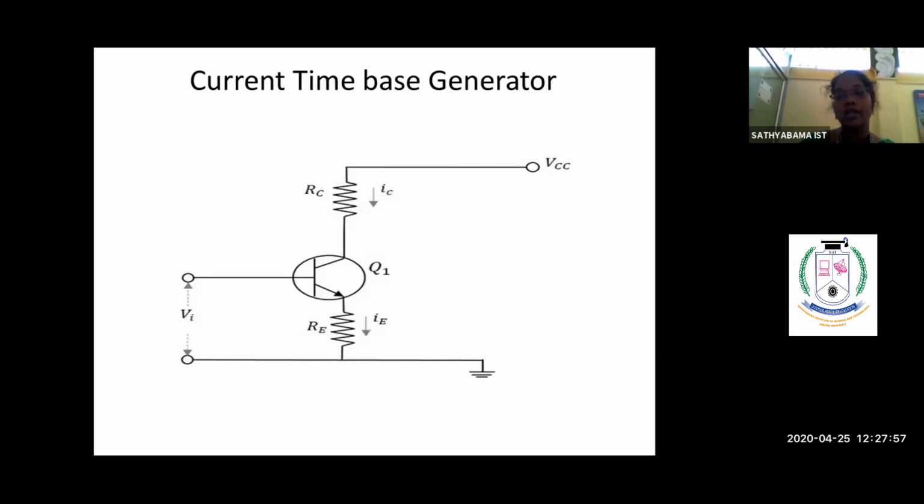How is it possible? When VI is applied to the base of the transistor, it appears at the emitter, which produces the emitter current IE, and this increases linearly as VI increases from 0 to its peak value. The collector current increases as the emitter current increases, because IC is approximately equal to IE. So how do we determine the value of IC? Since it depends on the value of IE, IC is equal to VI minus VBE divided by RE.